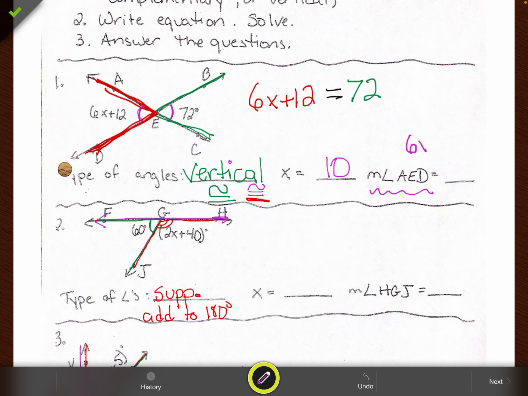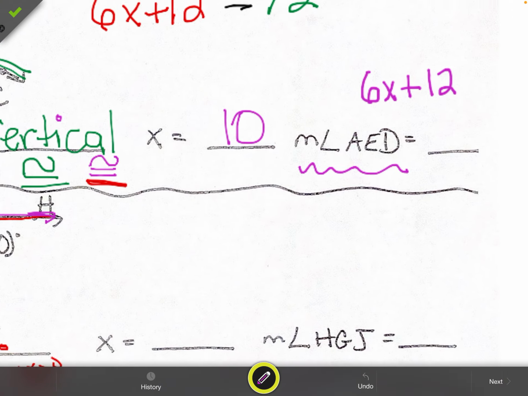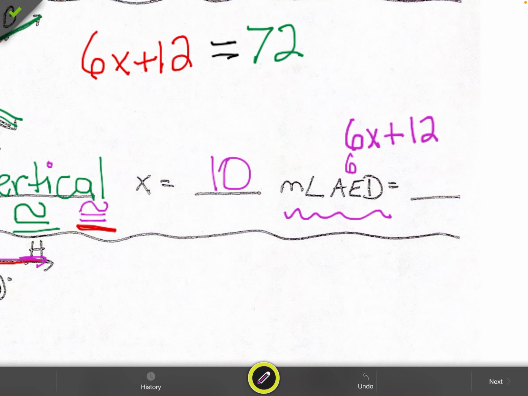I'm just going to write it above here. What did we find x to be? We just figured out that x is 10. So I'm going to do 6 times, instead of x, I'm going to use the 10. And then we still got plus 12. And again, type that into Desmos so you're not making math mistakes. AED is 72 degrees. Don't forget your degree symbol because we are talking about an angle.